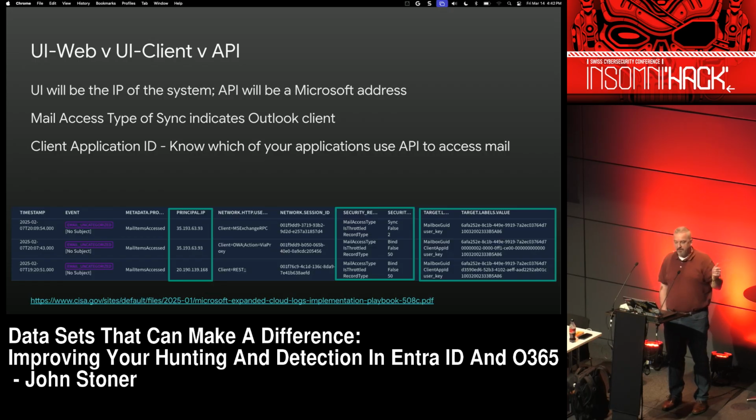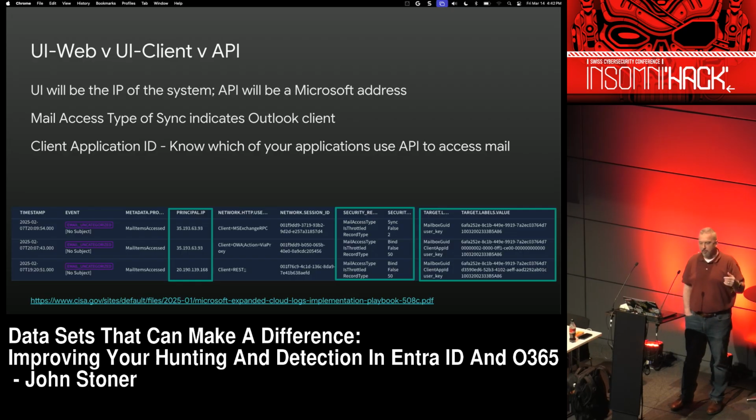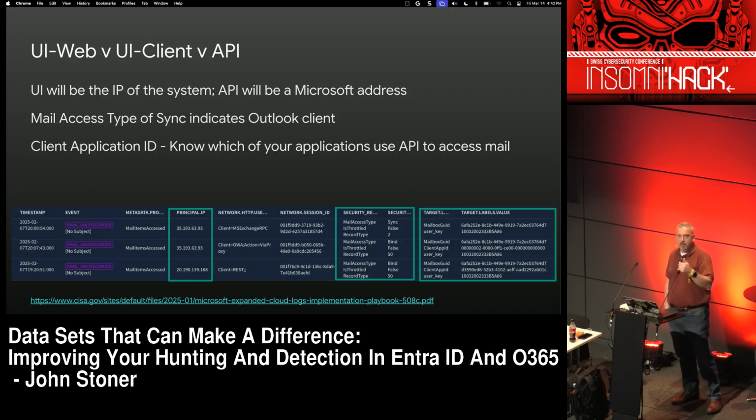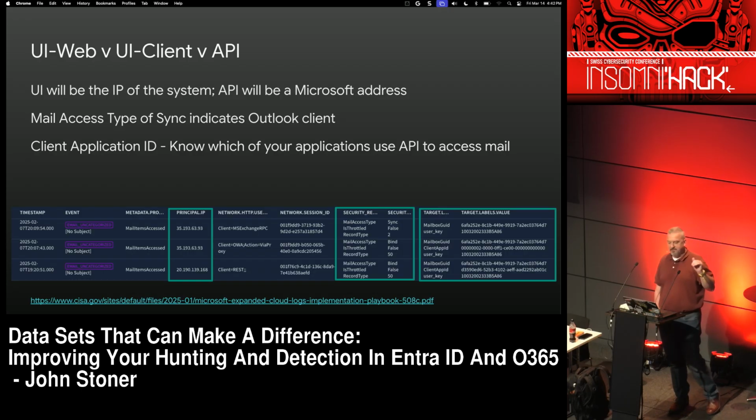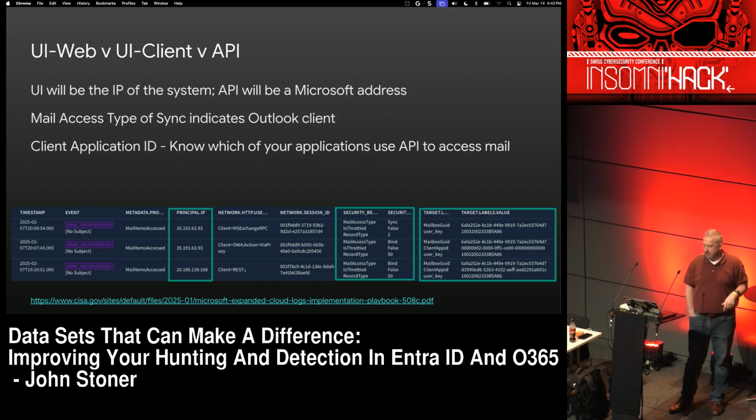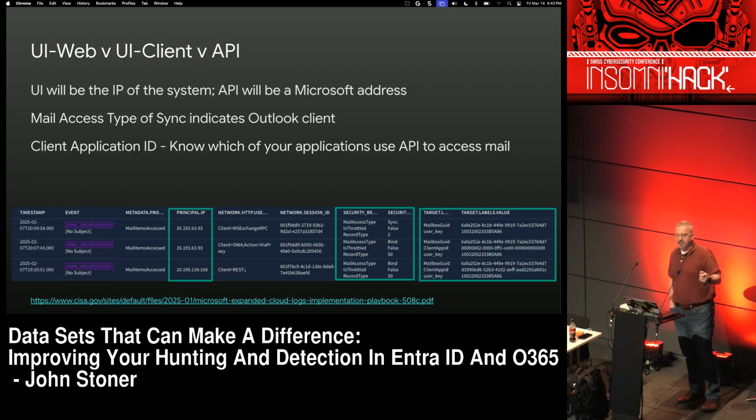The IP address will always be the IP address of the system that is accessing the mail if you are using the UI web or the UI client. If you're using the API, it's a Microsoft address. Okay? If you see in your log stream mail access type sync, that indicates an Outlook client, a hard client, an EXE, right? And if you see client application IDs in there, then you'll know what applications the APIs are using to access mail.